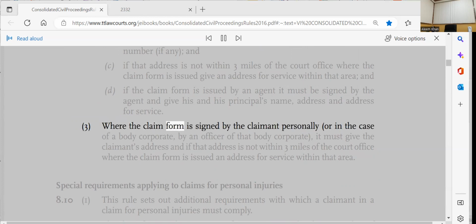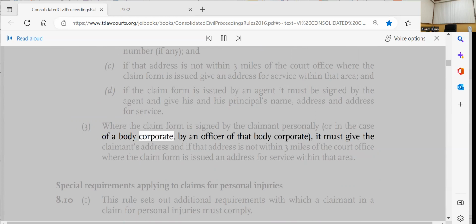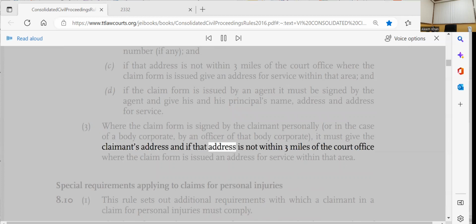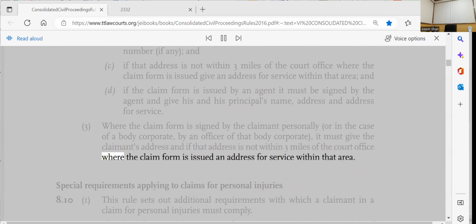3. Where the claim form is signed by the claimant personally, or in the case of a body corporate, by an officer of that body corporate, it must give the claimant's address, and if that address is not within 3 miles of the court office where the claim form is issued, an address for service within that area.